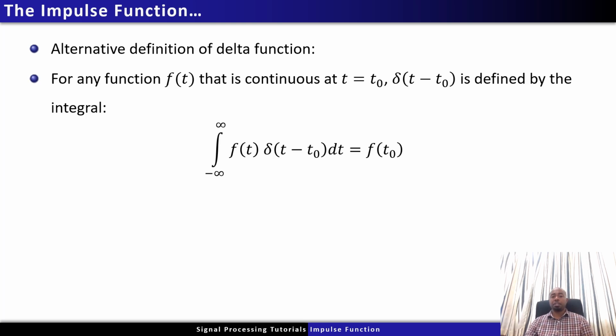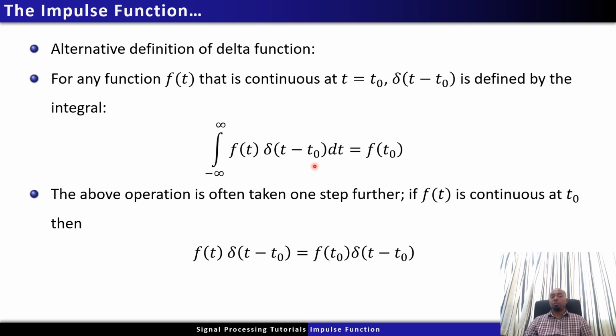Alternative definition. Alternatively, we can define the delta function using the following integral relation. If f of t is continuous at t equal to t naught, then delta t minus t naught is defined using this property, where the integral of f of t delta t minus t naught dt is equal to f of t evaluated at the time of the delta. So when t is equal to t naught, we are evaluating f of t at this time.